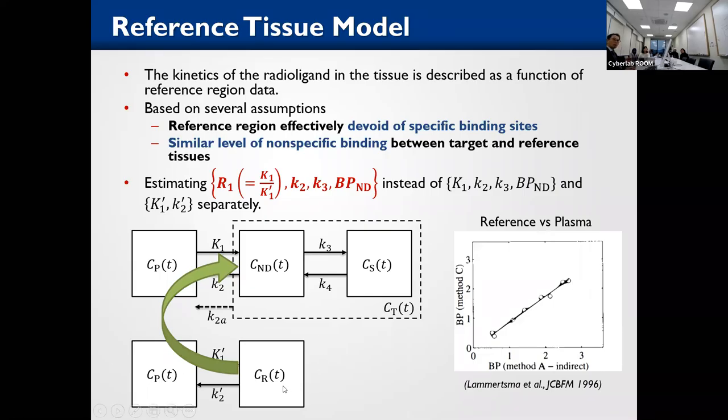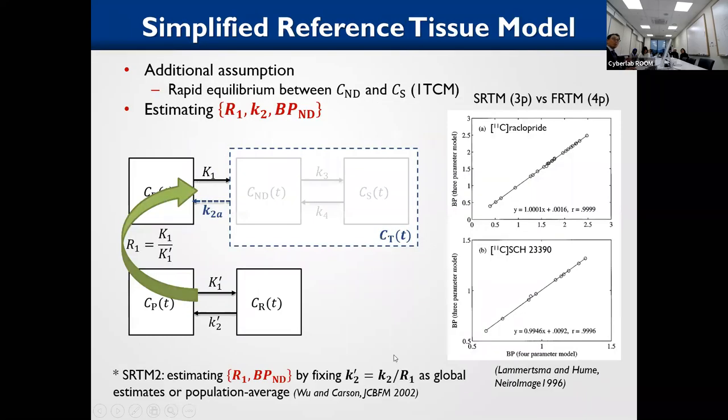So we can make a new model consisting of this three compartment model. It is not conceptual, but we can make some mathematical process, and we can estimate the parameters using only the reference tissue compartment model data without plasma data.